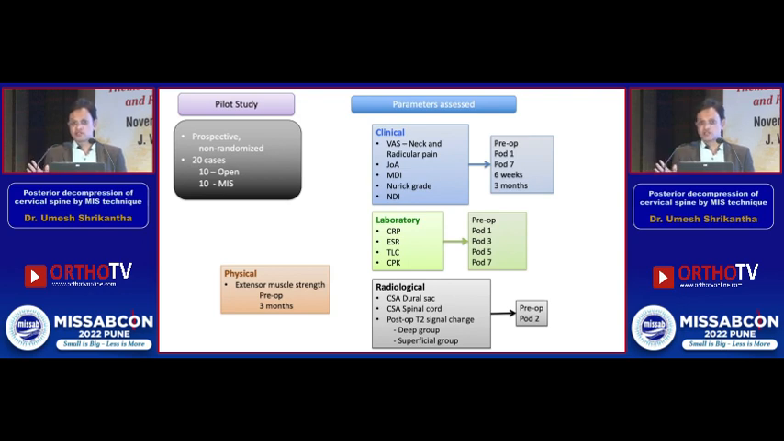We assessed radiologically the cross-sectional area of the dural sac and the spinal cord independently, pre-operatively and post-operatively in the post-operative MRI, and also post-operative T2 signal change, both in the deep group as well as the superficial group, and the physiotherapist. We involved a physiotherapist who assessed the extensor muscle strength and its improvement after post-operative physiotherapy comparable to a pre-operative level.